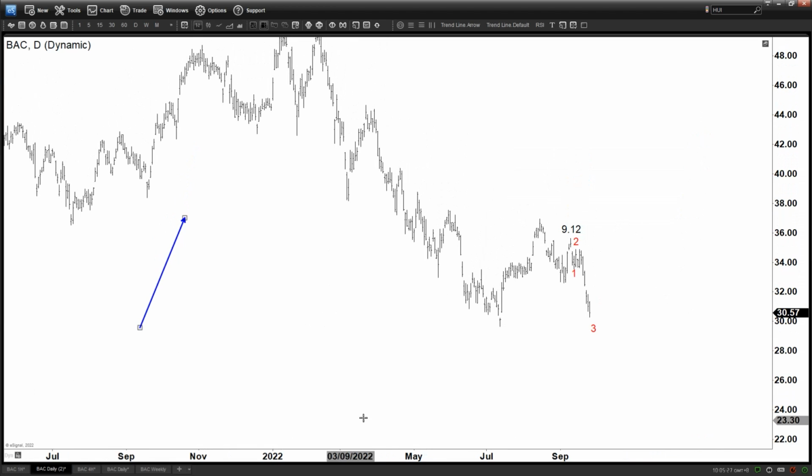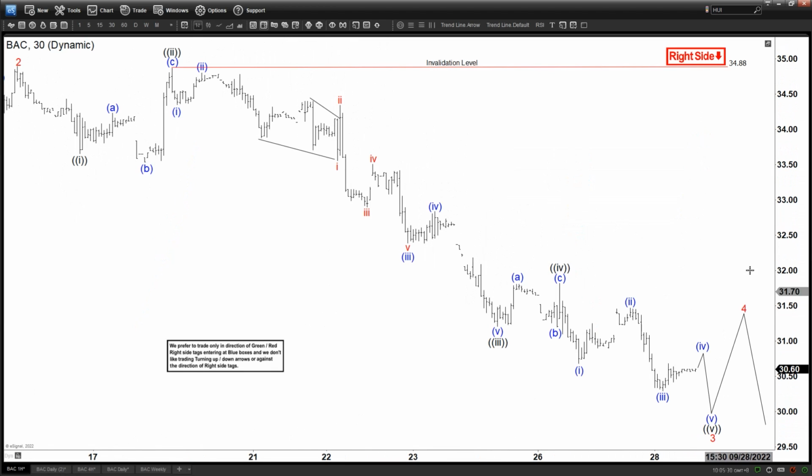So shorter cycle is very simple. Any rally should continue to fail in 3-7-11 swing, and BAC should continue to go down again as long as we stay below 34.88.